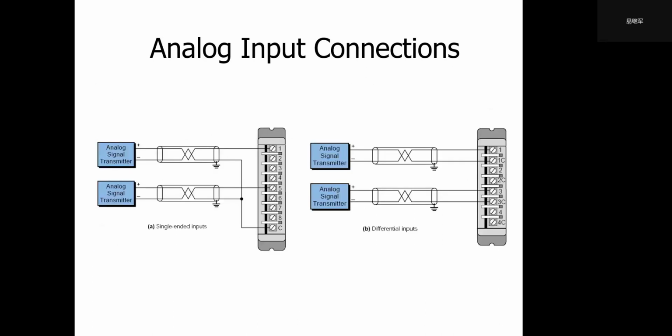This figure shows the different input connections. This is single-ended: just connect the common to the common and input the signal by one end. This is a differential input: input the signal by two ends.